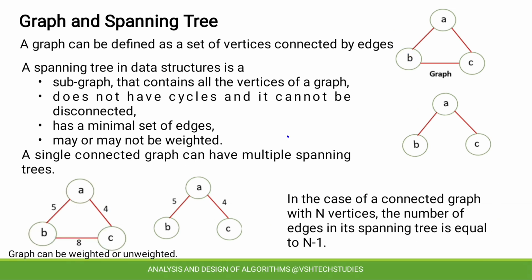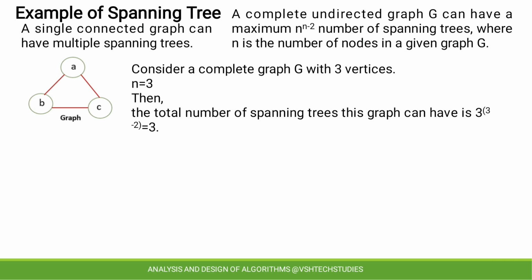Okay. Next we'll look at this point. A single connected graph can have multiple spanning trees. To see this, we'll take the same example. A complete undirected graph G can have a maximum of n raised to n minus 2 spanning trees, where n is the number of nodes in the given graph G.